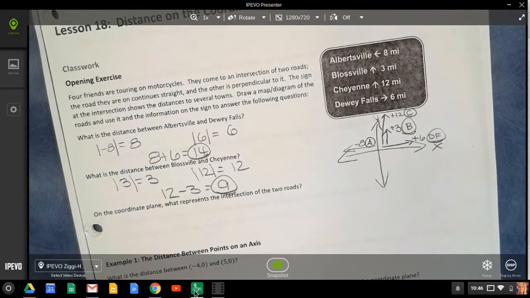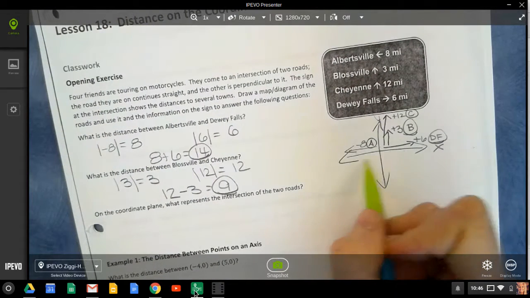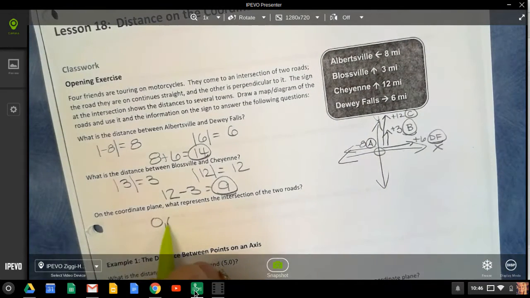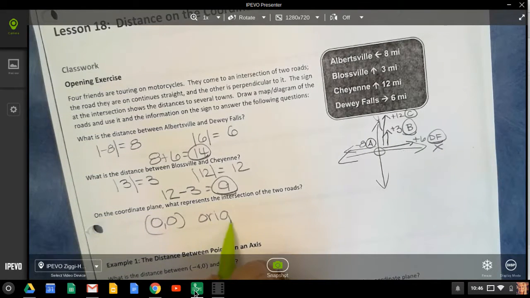So on the coordinate plane, what represents the intersection of the 2 roads? The intersection of the 2 roads is right here at 0, 0, and that is the origin.